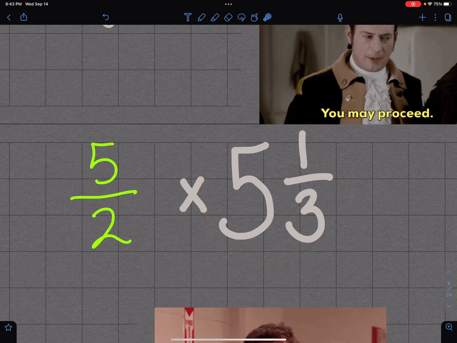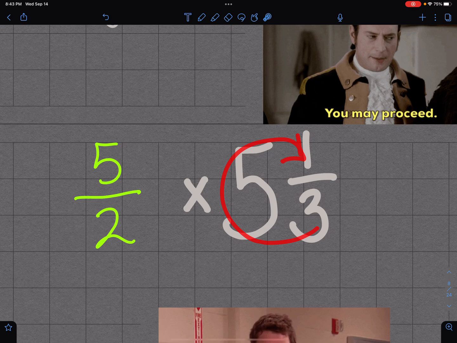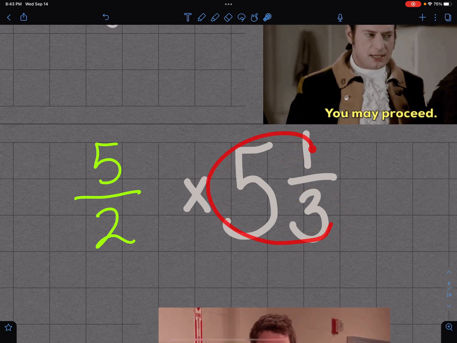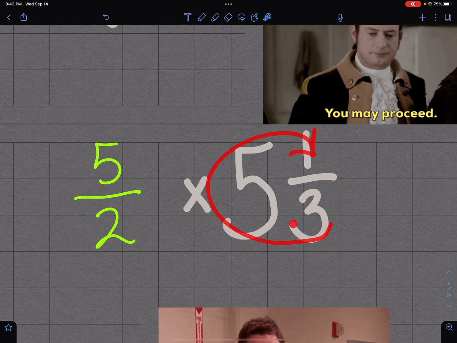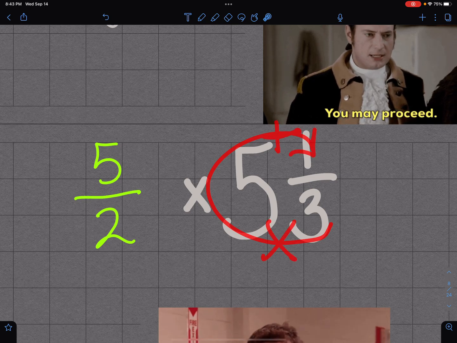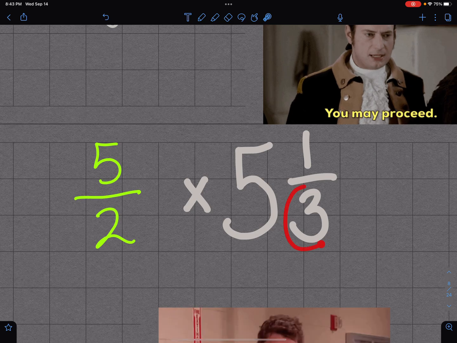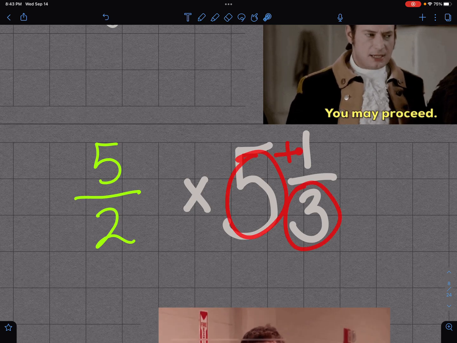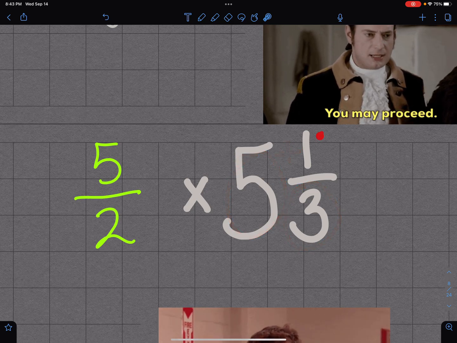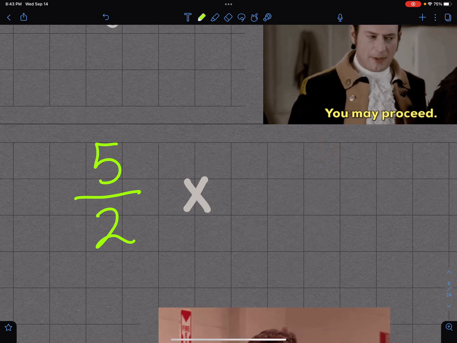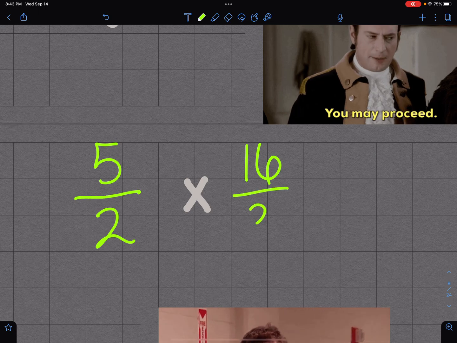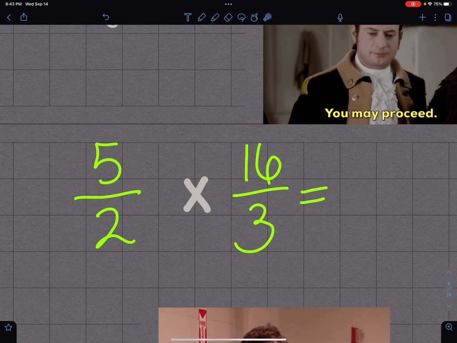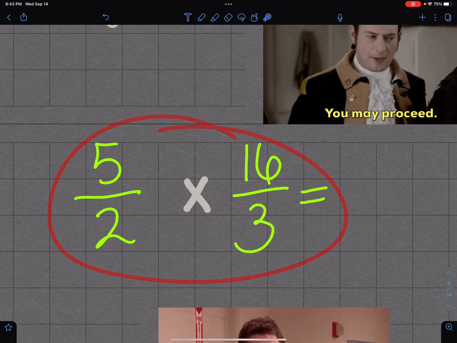So we do 3 times, I kind of think of it as a clockwise direction. You start at the bottom and go in a clockwise direction, and you multiply and then you add. Okay, so 3 times 5 is 15, plus 1 is 16, so it's 16 over 3. So I'm going to change this to 16 over 3. Now our problem has turned into 5 over 2 times 16 over 3.